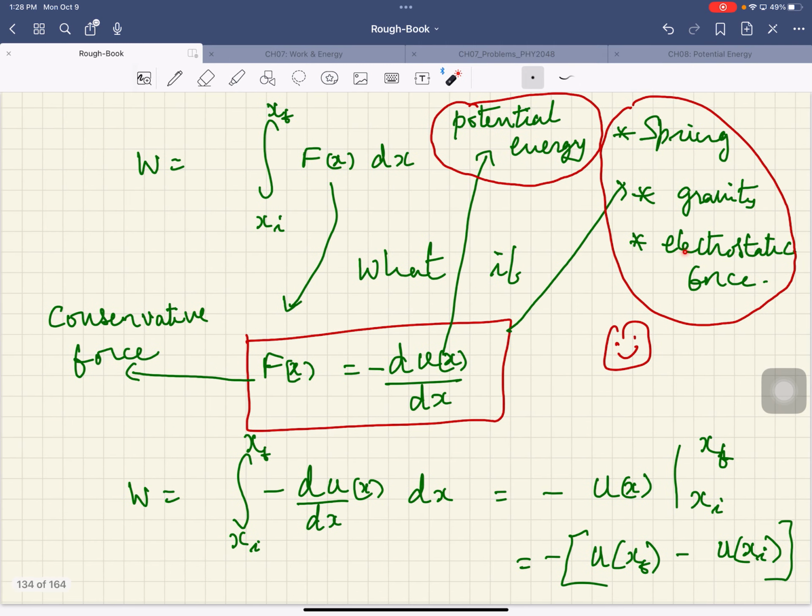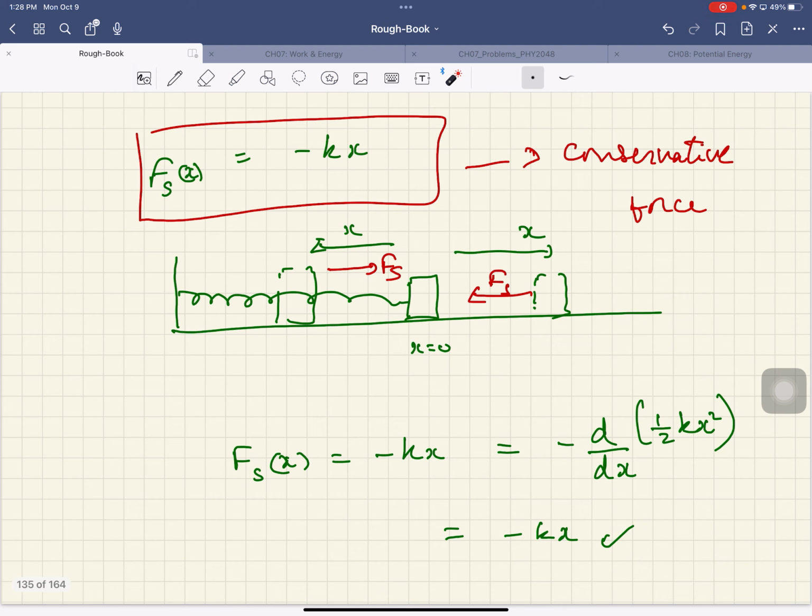And so what are the three forces? Spring force, gravity, and electrostatic force. So here, let's calculate. Here's one other feature that I'll show you about the integral. So the spring force is given by that derivative. And this is the potential energy function for the spring force. So this is your potential energy function.